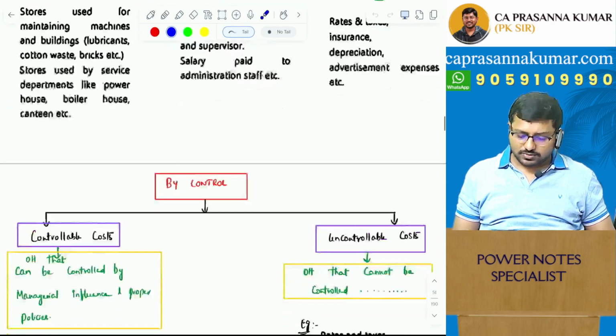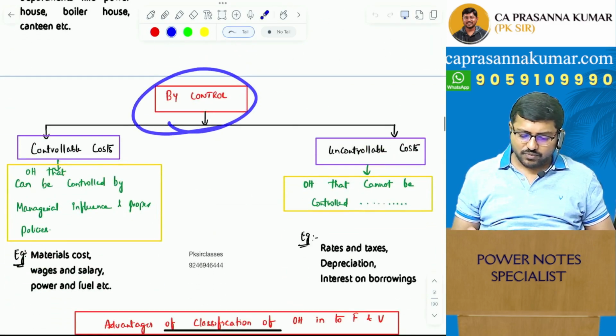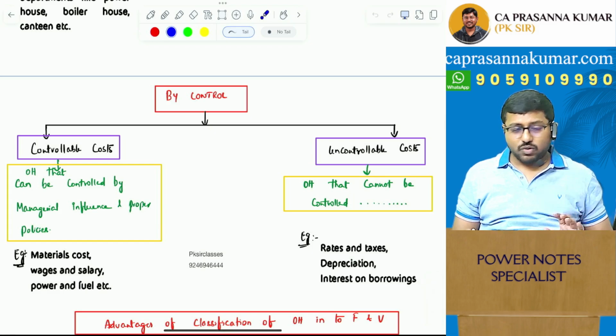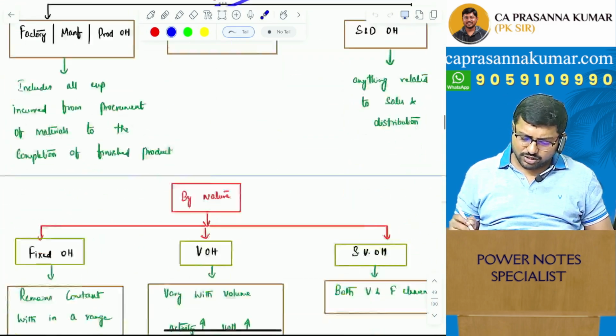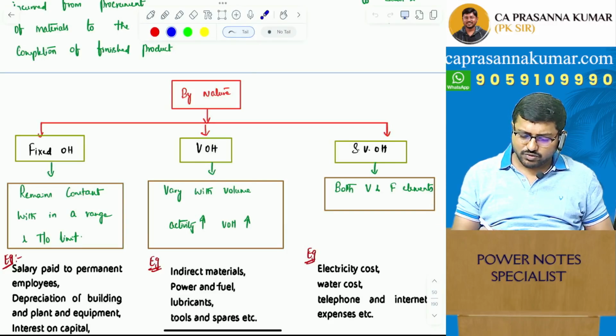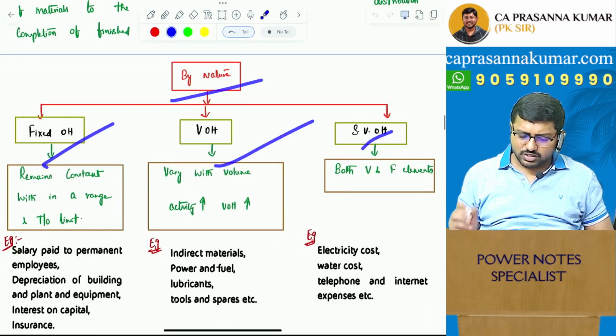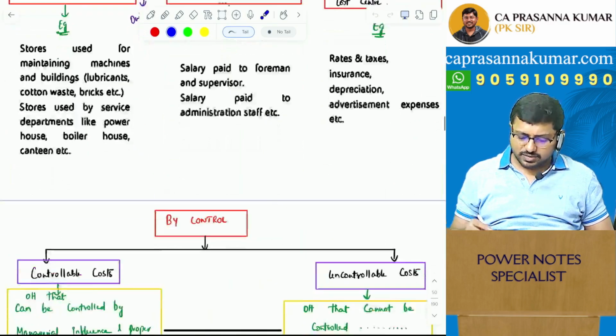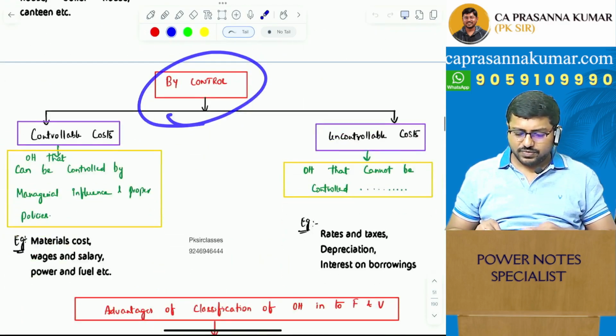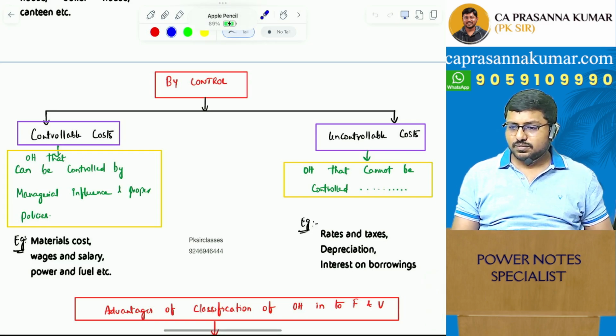Right? Moving on. By control, how can you classify your overhead cost? Now already we have seen three different types of classification: by function, three functions, so three different types of overheads; by nature, fixed, variable, semi-variable; by element, indirect material, indirect labor, indirect expenses. Now we're gonna see by control. Okay, ready?